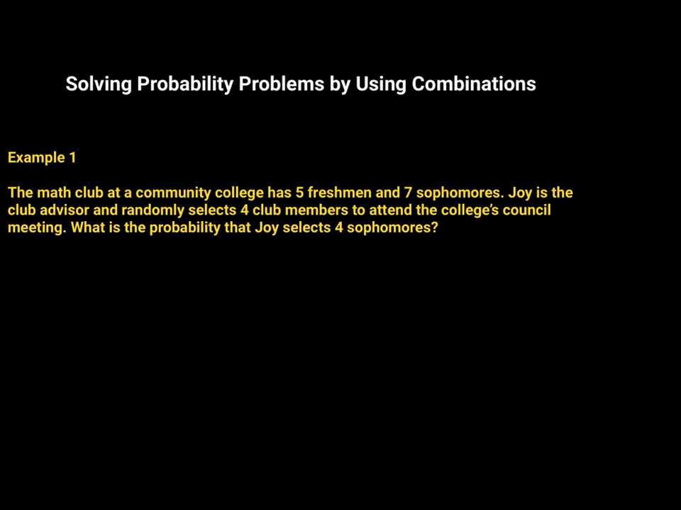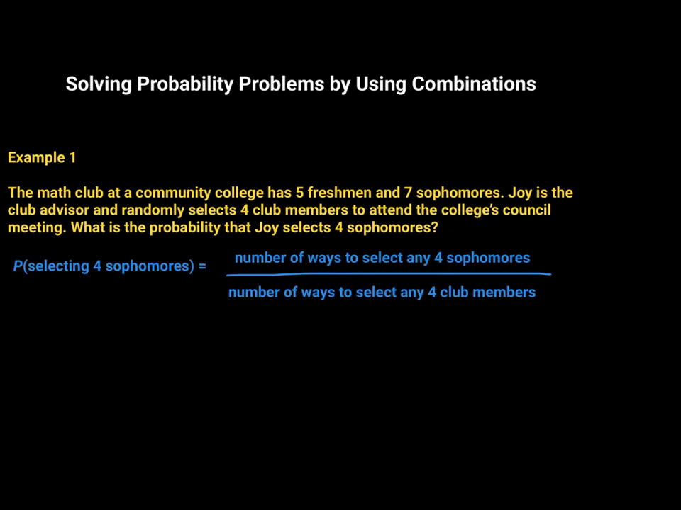What's really important is that we recognize the order in which the 4 members are selected is not important. So this is not a permutation. This is a combination problem. Since we're looking at a probability, let's start here.